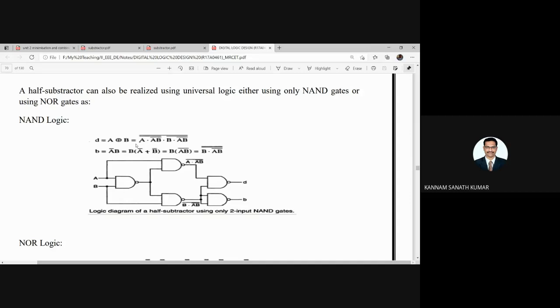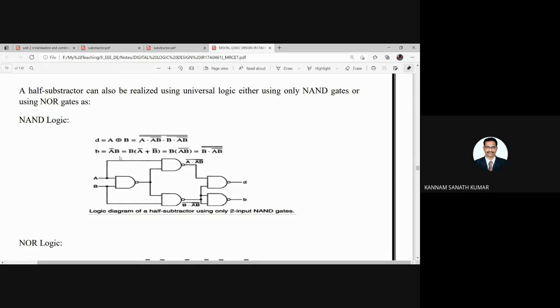In the last class I also told how to realize the half adder and full adder using the universal gates. There I told you A XOR B can be written like this. Applying De Morgan's law and rearranging, you will get A dot A B bar, whole bar, dot B dot A B bar, whole bar, and whole bar. This is how you can write the difference. And what is the borrow?